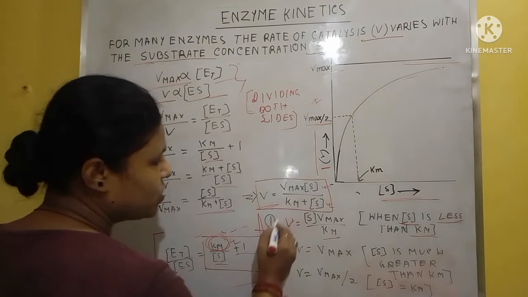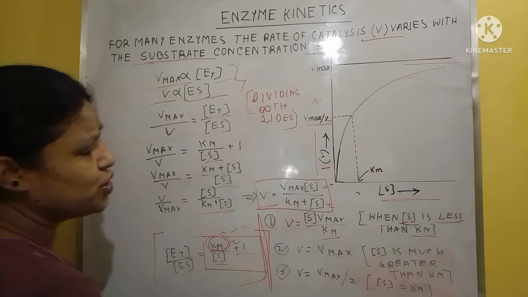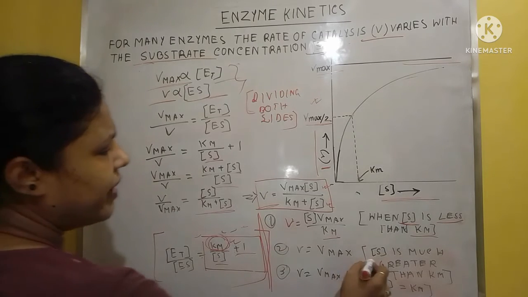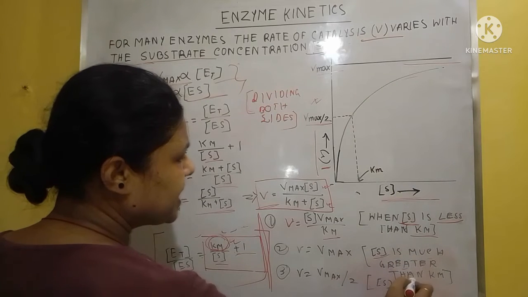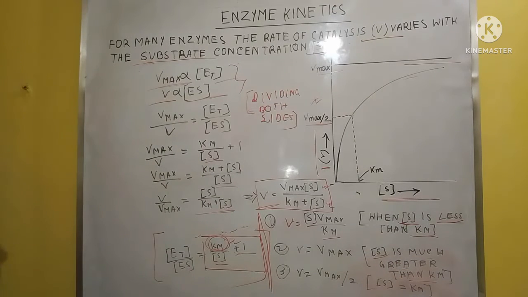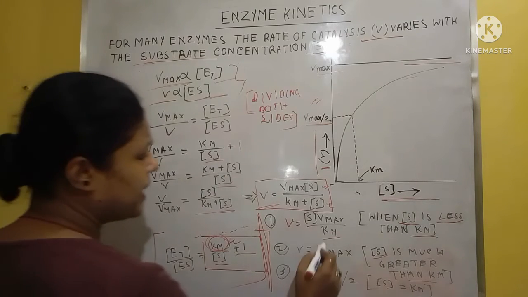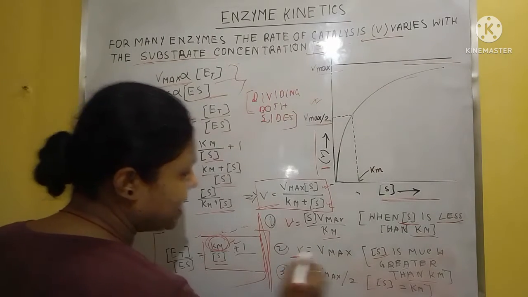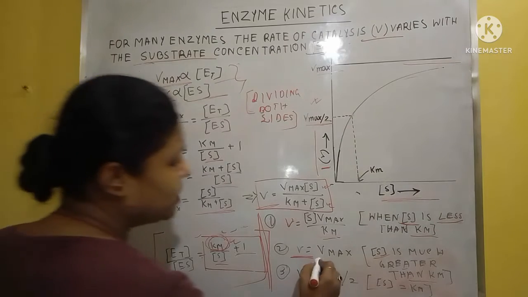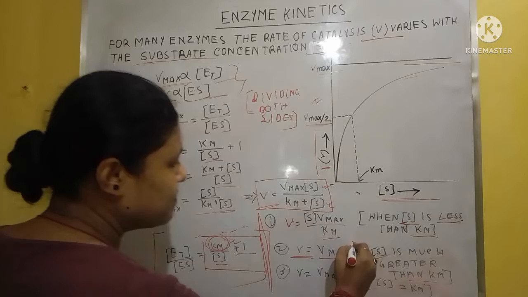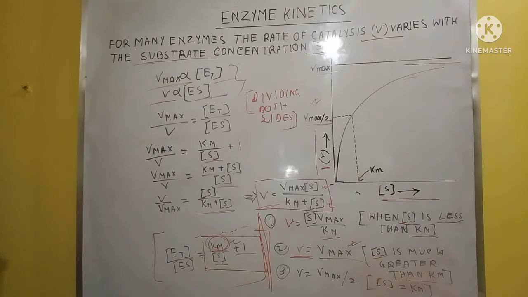That means the velocity is proportional to the substrate concentration. Second phase, when S is much greater than Km, then we can reject the Km, and V is directly equal to the Vmax. Actually the velocity increases to the maximum condition when the substrate is greater.